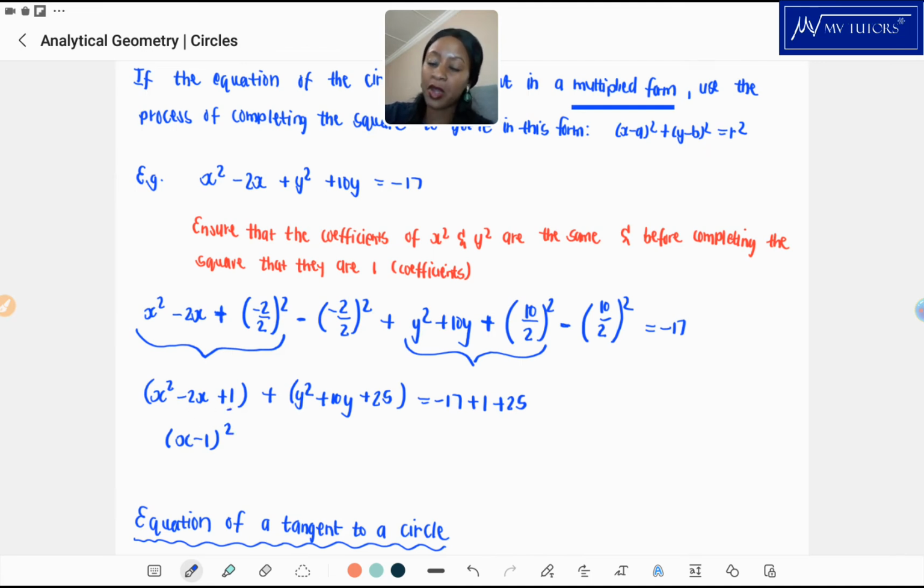And then I square it over there. Okay, then here I have y. I'm going to put a 5 there, right? 5 plus 5 will give me 10, right? And 5 times 5 will give me 25, and that is squared as well.